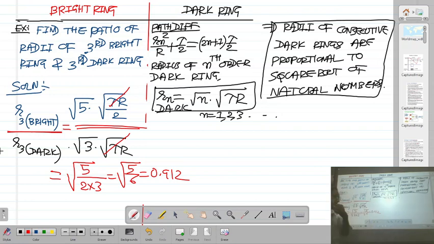Similarly, in the examination you can be asked to find the ratio of the radius of the fifth bright ring and the fifth dark ring. You can do the same thing. What is the radius of the fifth bright ring? It is obtained from the equation √(2n minus 1) √λ/2. If you put n equal to 5, it is √(2 into 5, 10 minus 1), √9 √λ/2. And the radius of the fifth dark ring will be √5 √λ. You can easily calculate the ratio.